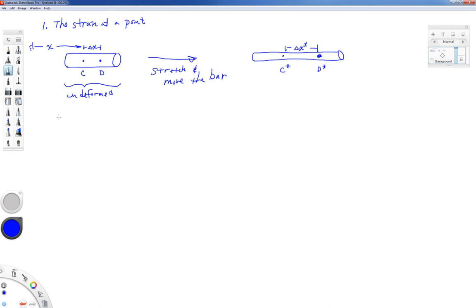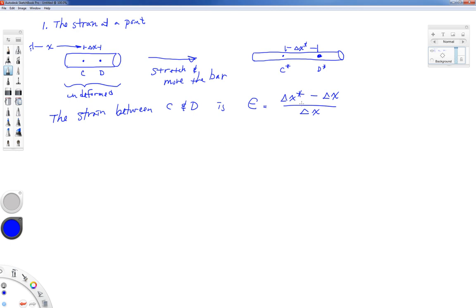If we want to know what the strain is between point C and D, we can use our engineering strain formula, the change in length divided by the initial length. So let me just write that down. So delta X star minus delta X, that's the change in length, divided by the initial length, delta X.